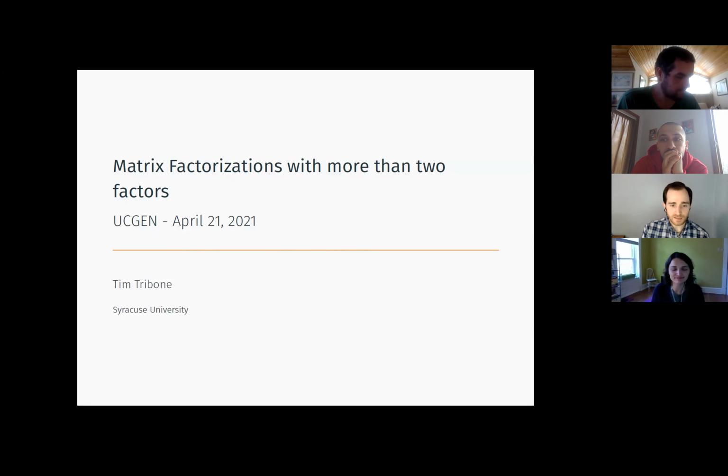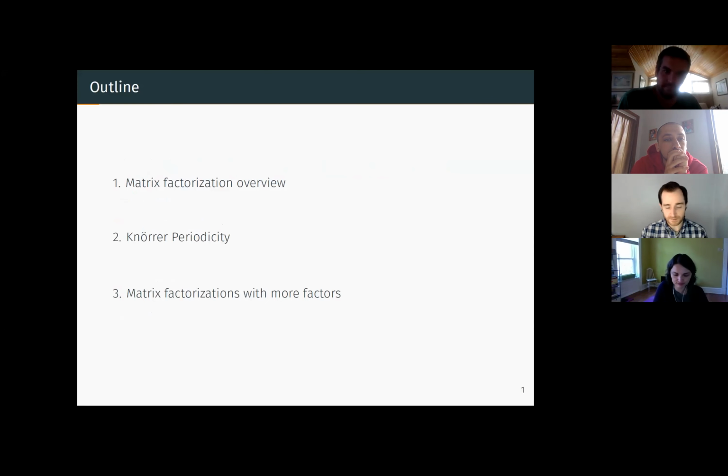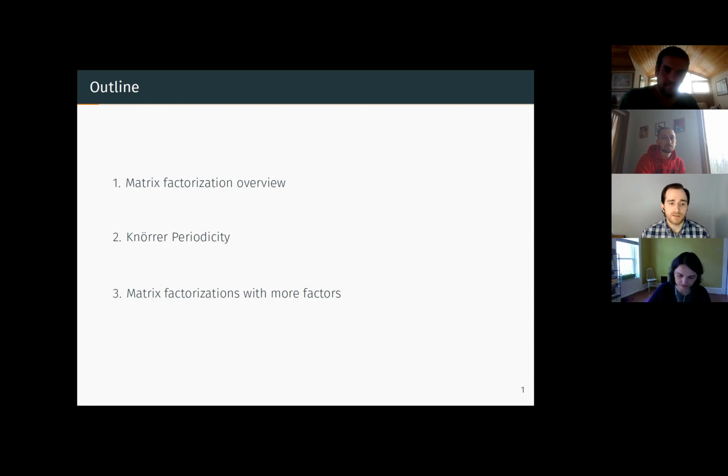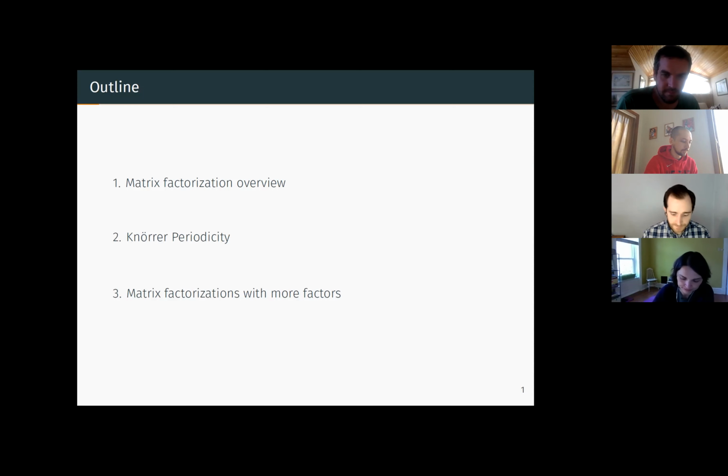So the plan is to talk a little bit about just the basics of matrix factorizations, the original theory done by Eisenbud, and then I want to talk about Canara periodicity, whatever that is, and then I will get to these factorizations which have more than two factors possibly. Okay.